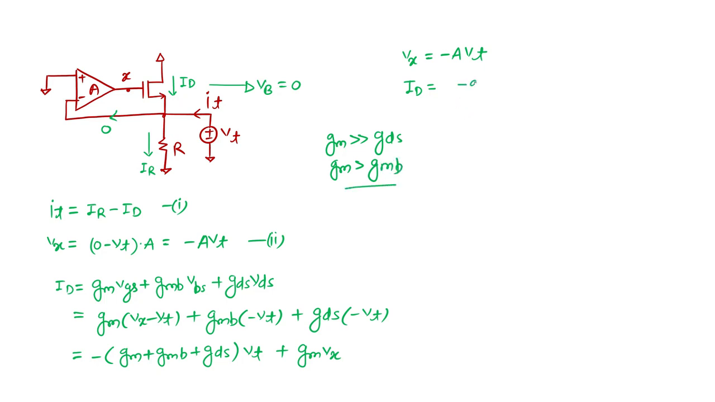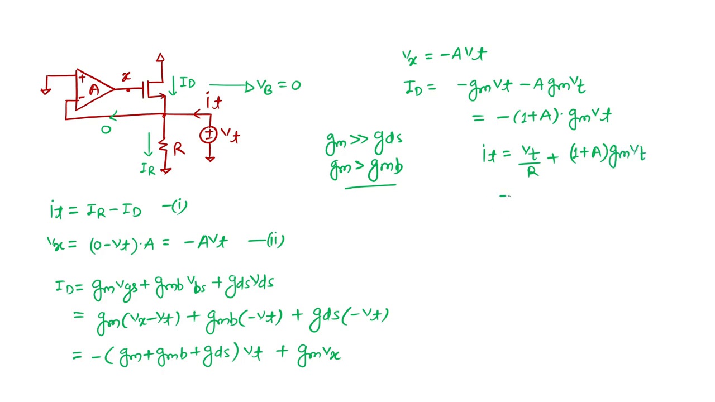And what is this? ID is minus GM VT, and what is this? Minus A GM VT. What exactly am I getting? I'm getting 1 plus A times GM VT. This is my ID. And what exactly is IT? IT is IR, which is nothing but VT by R, and minus ID. So minus ID means plus 1 plus A GM VT. So if I take VT common, what is happening here?